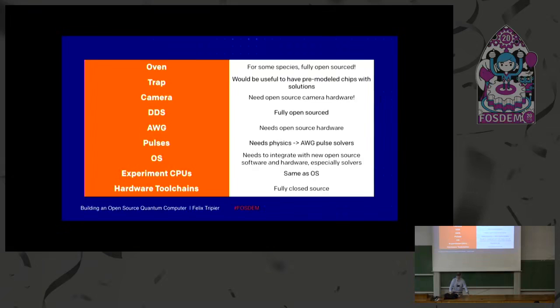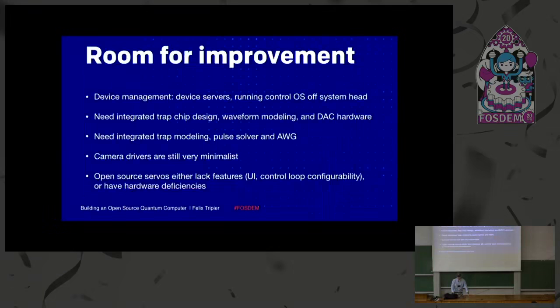Experiment CPUs are very tightly connected with hardware. They communicate directly with DDSs, things like that, with electronic components. And then for hardware tool chains, these are fully closed source and very expensive, which makes it hard for our student persona we've been talking about.